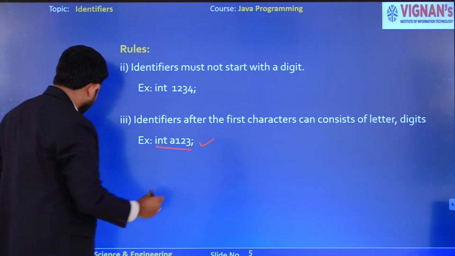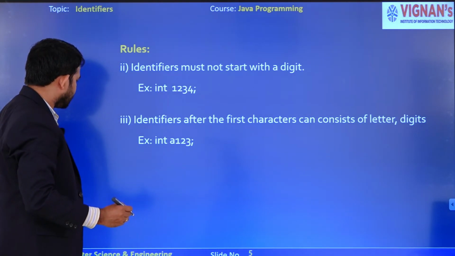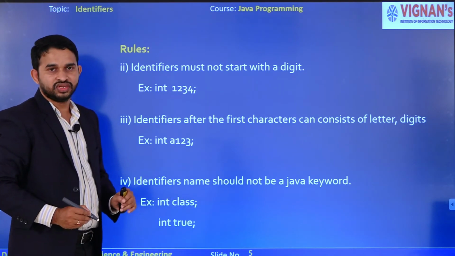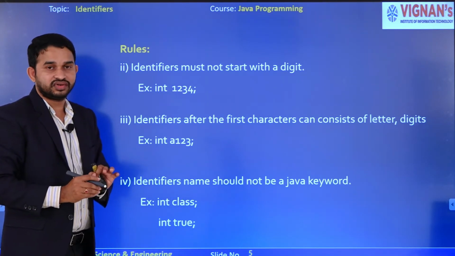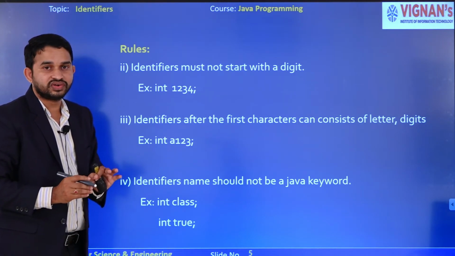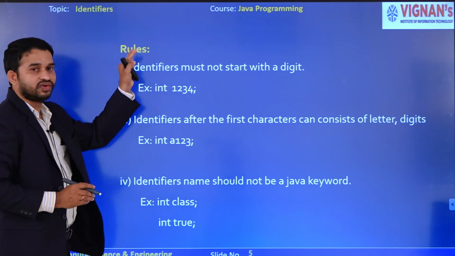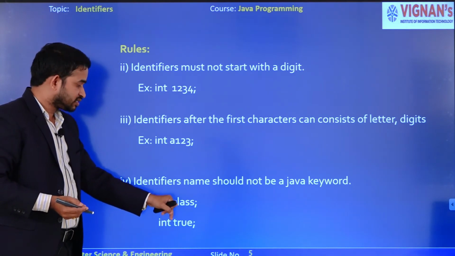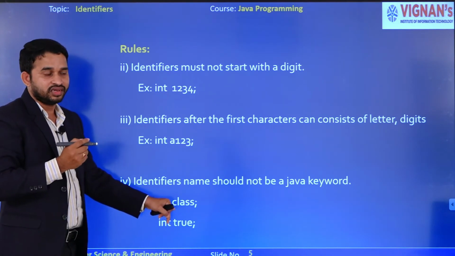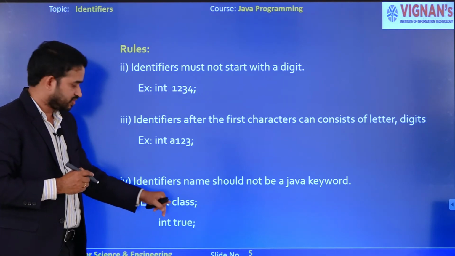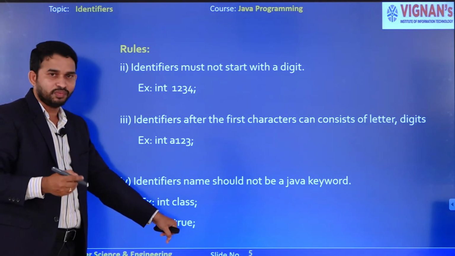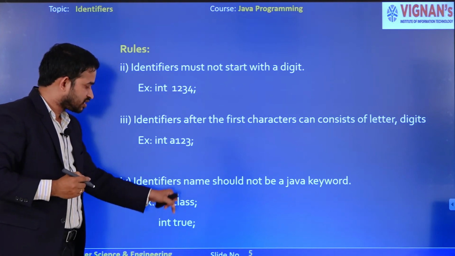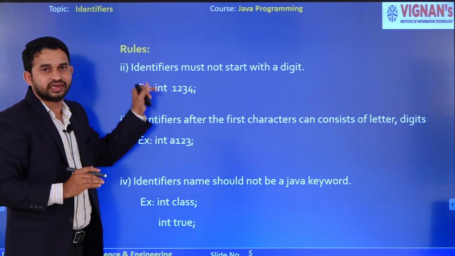The next one is that an identifier's name should not be a Java keyword. We have Java keywords, right? Those keywords cannot be used for declaring our identifiers. For example, int class. Class is a keyword, so this type of keyword is not allowed as an identifier. The next one is int true. True is a Boolean value, and this is also an existing keyword. These keywords cannot be used as identifiers.